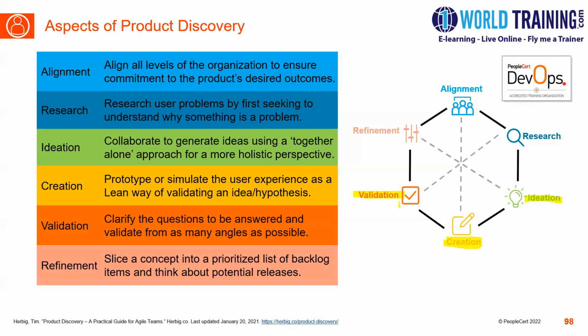So refinement is the next important aspect, and again from refinement we go back to alignment. All these 6 steps, as we call them, alignment, research, ideation, creation, validation, and refinement, have to be working in agreement.